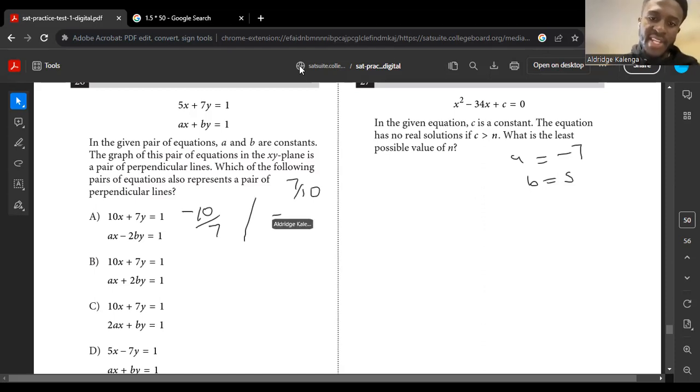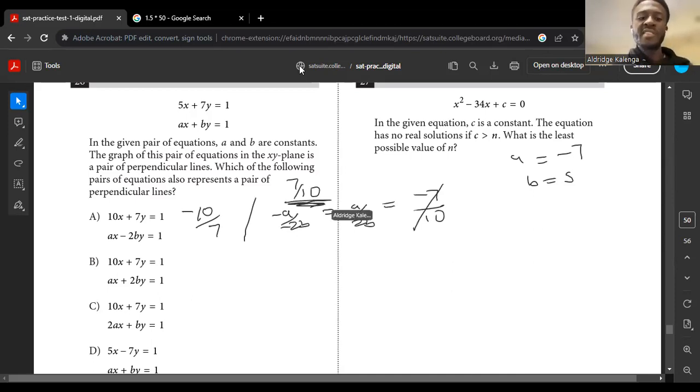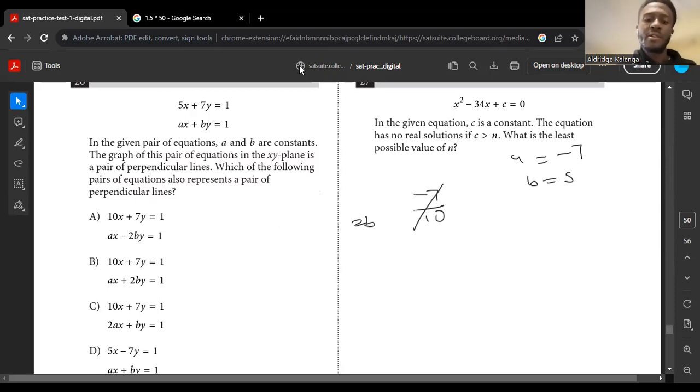So now we have negative a over negative 2b, right? Which is the same as a over 2b. But our a is negative 7, our b is 5. So 2 times 5 is 10. So this is not the same as what we're looking for. So our a is not our answer. So we forget about that. We'll move on to the next one.